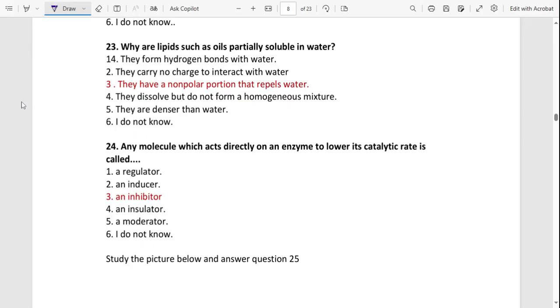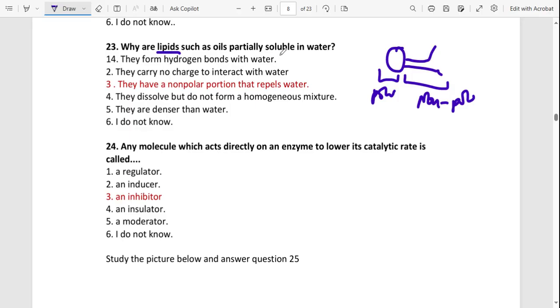Why are lipids such as oils partially soluble in water? Now, lipids like oils, let's for example, I just talk about a phospholipid. You have got the tail, which is non-polar, and then you have got the head, which is polar, right? So the head, which is polar, can interact with water, and then the tail that is non-polar will be able to repel water. But here, this is any lipid.